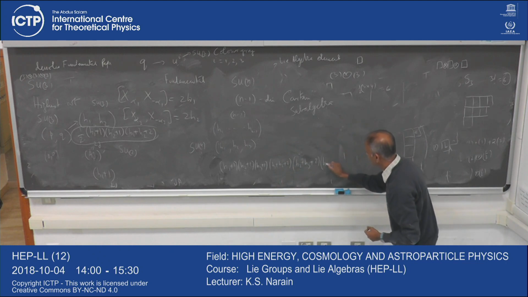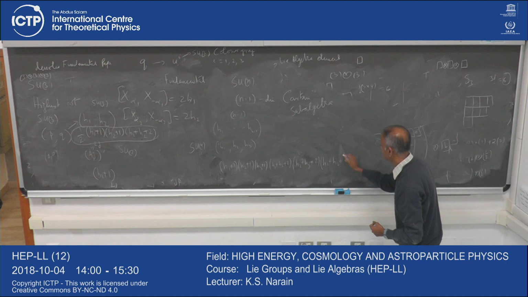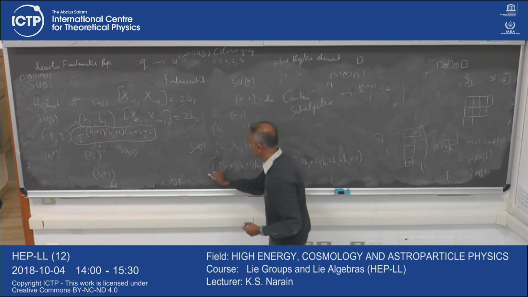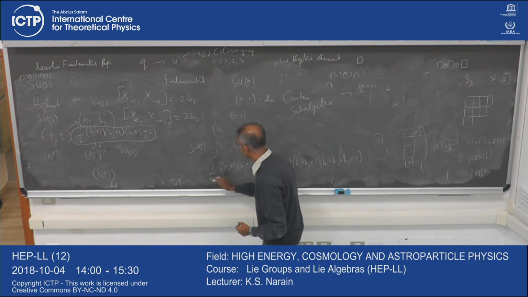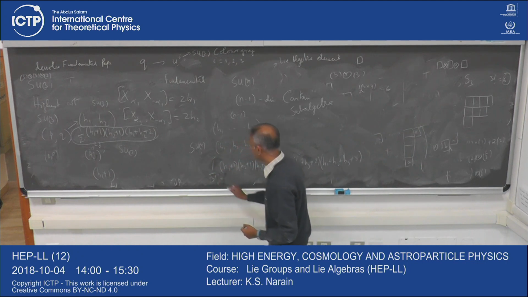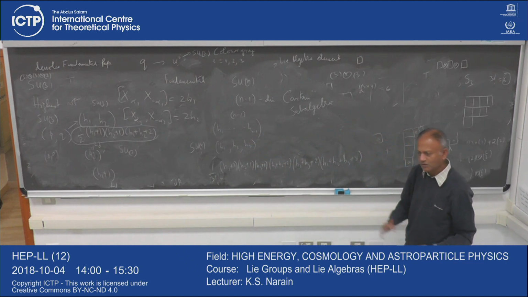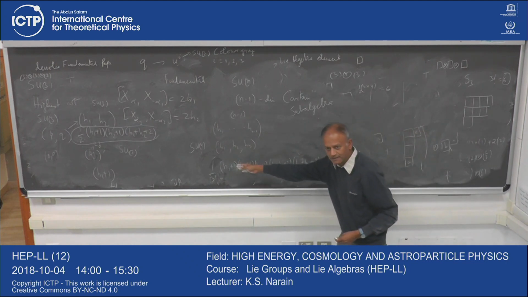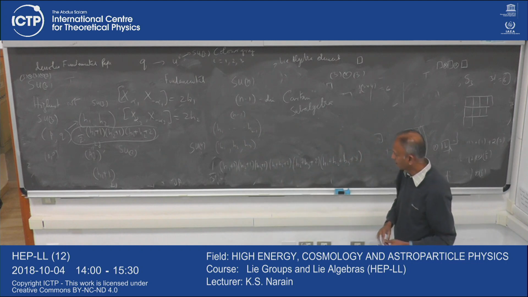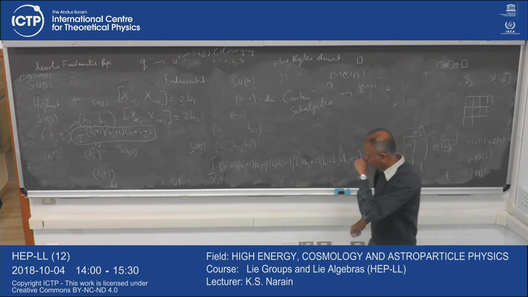And times H1 plus H2 plus H3 plus 3, divided by factorial 3, factorial N minus 1 more generally. But here it's factorial 3. So this is the formula for SU4, and you can generalize it for arbitrary SU(N). Right? Like that.